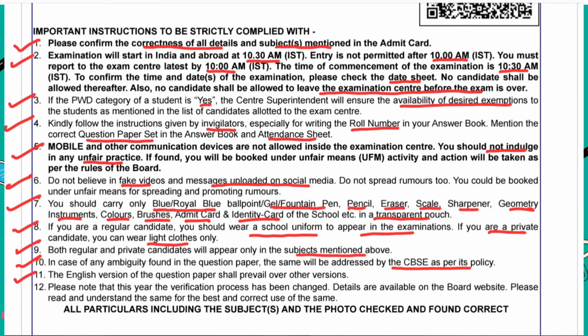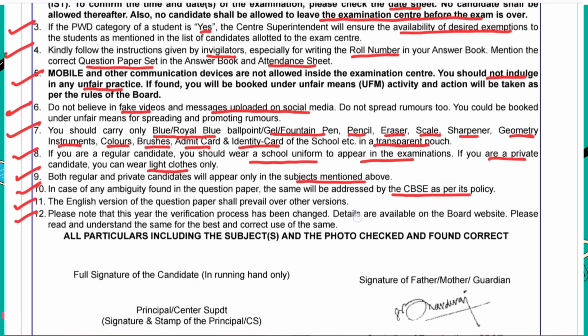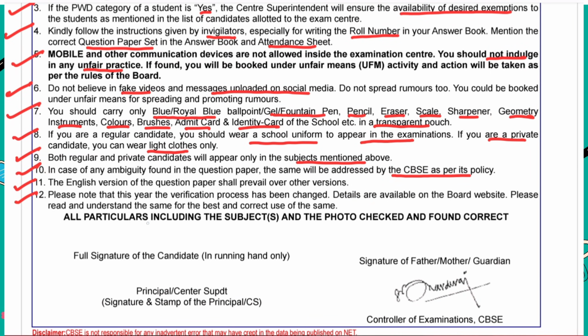It means if they find any errors, then first they are going to check whether the English question paper is correct or not, meaning the question paper which is in the English language. And before the examination you need to read all these things, and here you need to make your signature, your father's signature, and the school principal will be signing. And here one sentence is there: all particulars including subject and photo checked and found correct. After that only, all the 3 persons will be signing here.